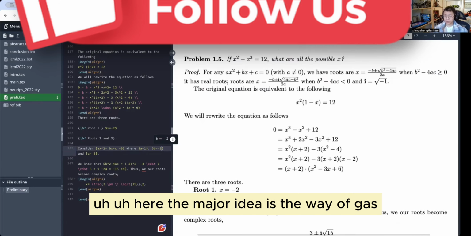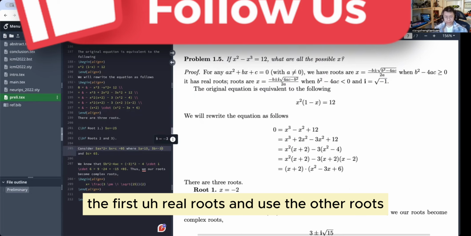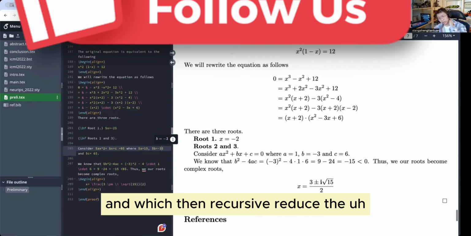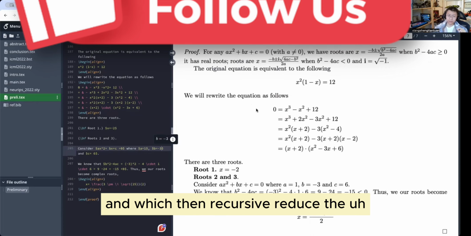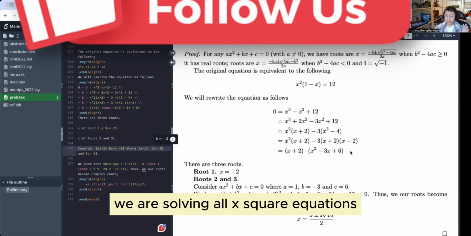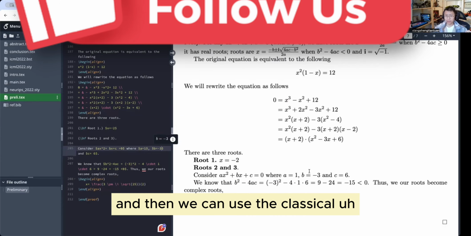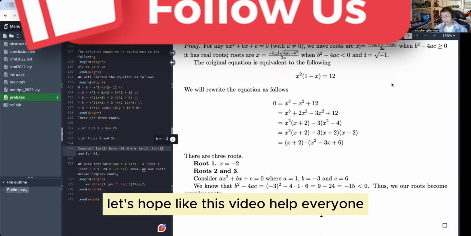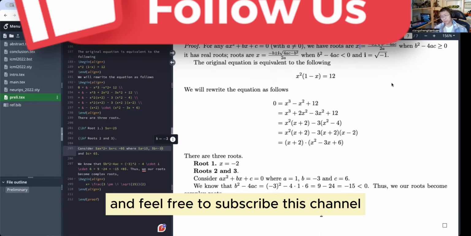The major idea here is to guess the first real root and use it to help you construct the equation, which then reduces the cubic to a quadratic. We solve the x squared equation, and then we can use the classical formula to solve for the roots. That's the major idea.